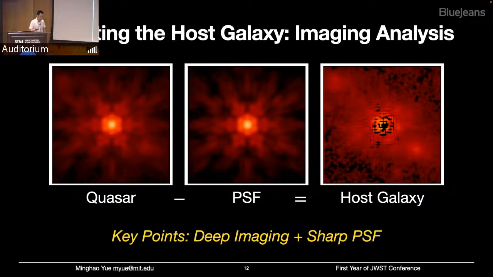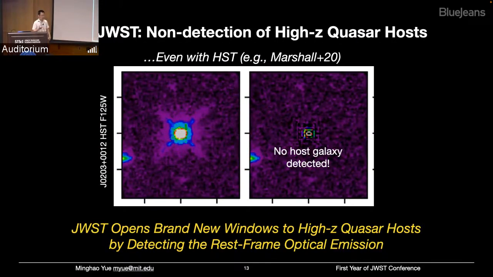You can imagine the key points of this experiment are that we need deep imaging to see the diffuse emission, and we need a sharp PSF to really disentangle the emission from the central engine and the host galaxy. Before the launch of JWST, ever since the discovery of high redshift quasars, there have been efforts trying to do this experiment. Most of these studies used HST, which is already very powerful, but even with the power of HST, it is not really sufficient to see the host galaxies of high redshift quasars. What we can get is essentially a bunch of upper limits on the host galaxy flux.